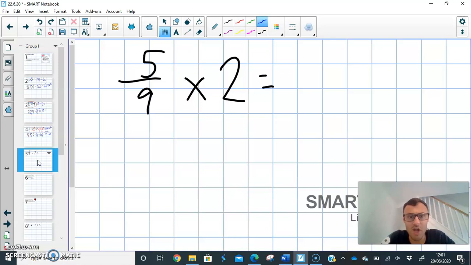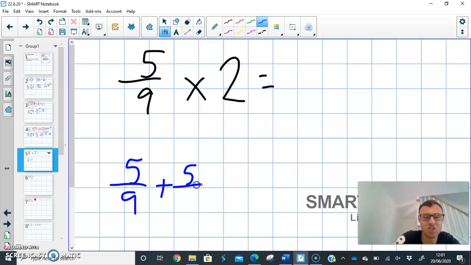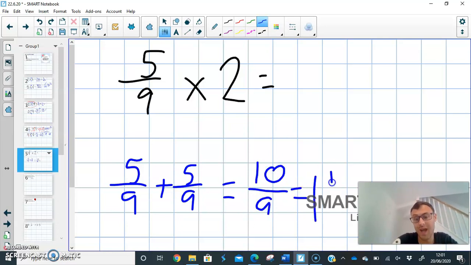Now, 5/9 times by 2. Well, I'm essentially doubling 5/9, and we know if we're doubling, we are going to add something together twice. So if I take this same question but write it out as an addition instead, 5/9 add 5/9, I should get an answer of something like 10/9 or 1 and 1/9. If I was to convert this into this, because obviously 5 times 2 is the same as 5 add 5.